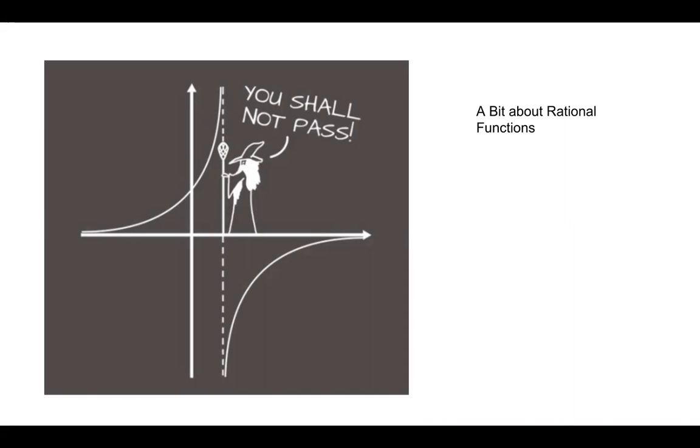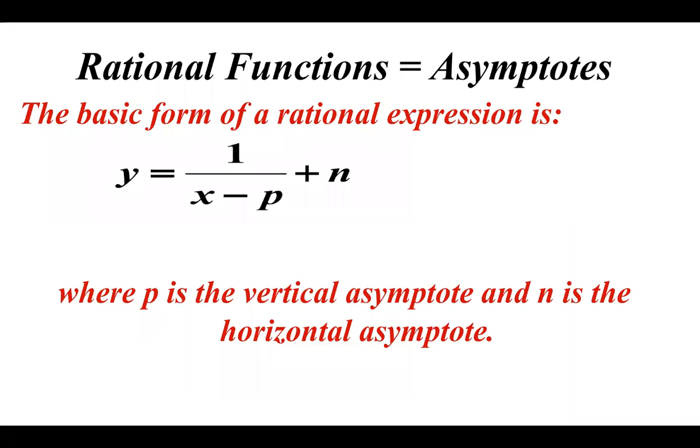So I wanted to do a little video about rational functions and asymptotes, especially the harder ones. So this is what this is about. Sometimes when we have rational functions like these, you'll notice that you have a p and an n, and those p's and n's will tell us where the vertical asymptote and the horizontal asymptote are.